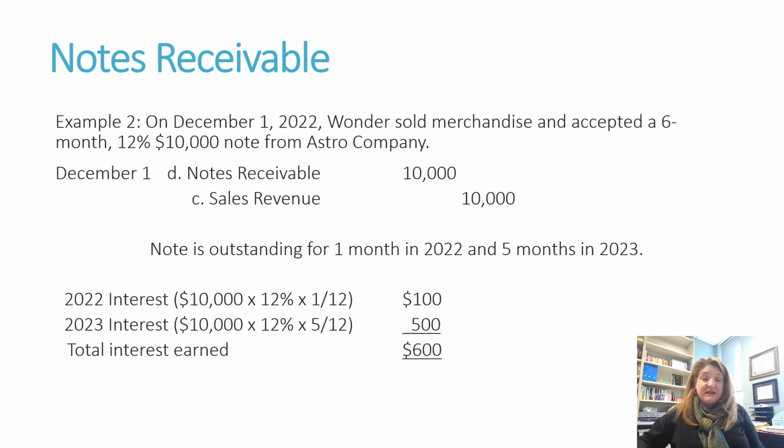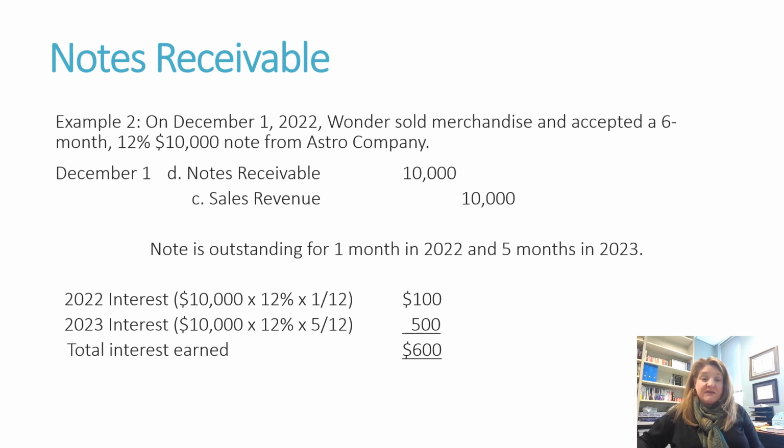So of the 6 months, one of those months is in 2022 and the other 5 months are in 2023. So we're going to want to recognize interest for 1 month in 2022 and interest for the other 5 months in 2023. So in this case, we want to figure out the 2022 interest.